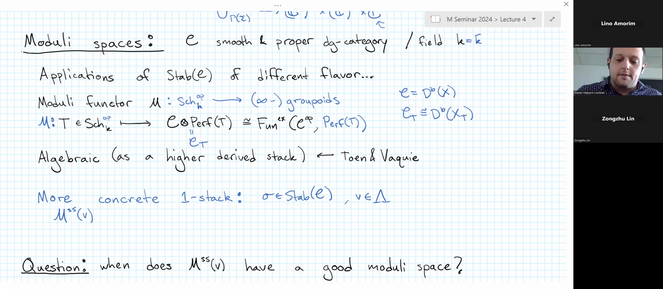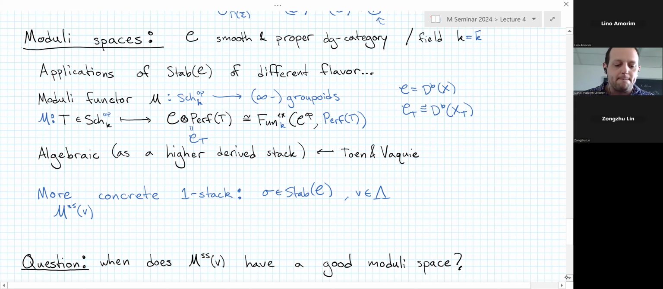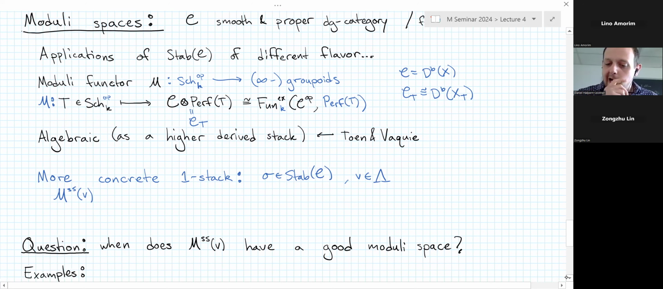It's important, though: Perf T is a module category for Perf K. So you have to think of it as a K-linear category, not just as a triangulated category. So really, I should be saying K-linear exact functors. But anyway, okay.